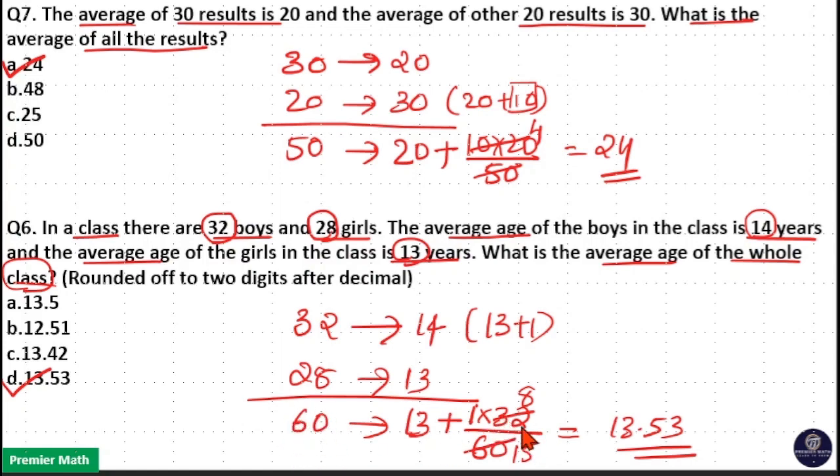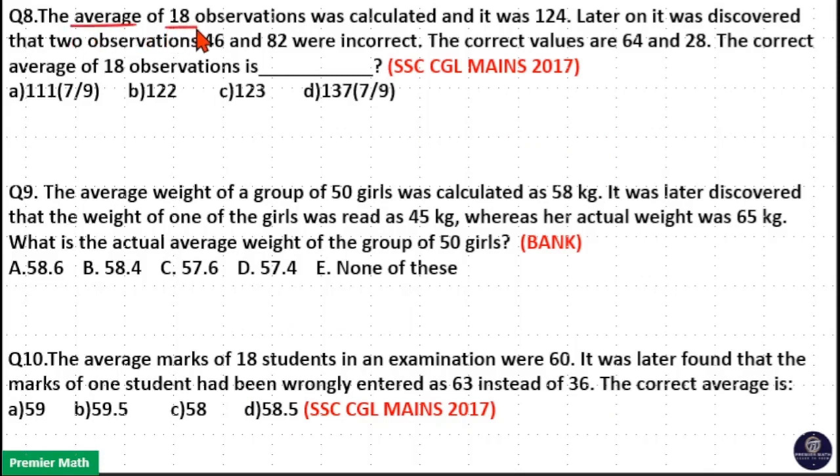So 32 by 60. The average of 18 observations was calculated and it was 124. Later on, it was discovered that 2 observations, 46 and 82, were incorrect. The correct values are 64 and 28. The correct average of 18 observations is, here the average of 18 observations was calculated as 124.